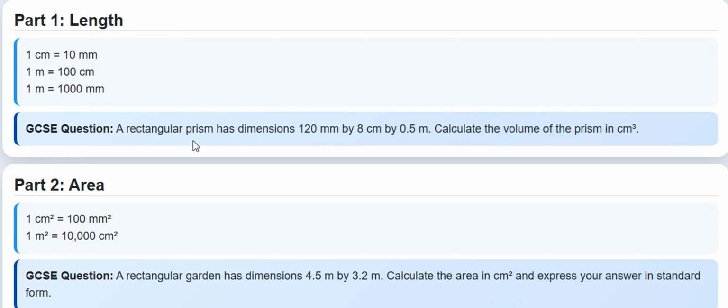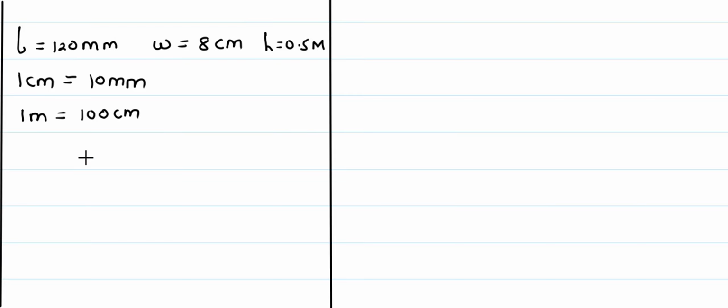You are told here, a rectangular prism has the dimensions of 120 millimeters by 8 centimeters by 0.5 meters. Calculate the volume of the prism in centimeter cubed. So, from that question, this is all we have. The length is 120 millimeters, the width is 8 centimeters, and the height is 0.5 meters. And we are told to give the answer in centimeter cubed, meaning after calculating the volume, our answer needs to be in centimeter cubed.